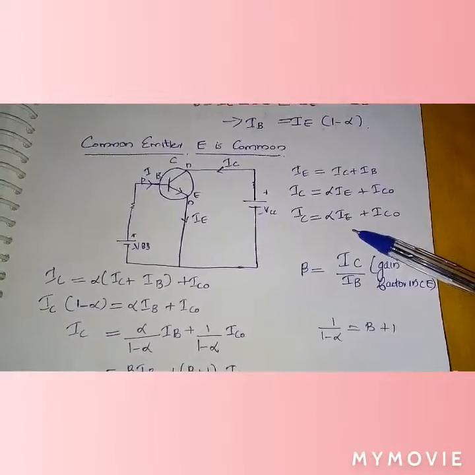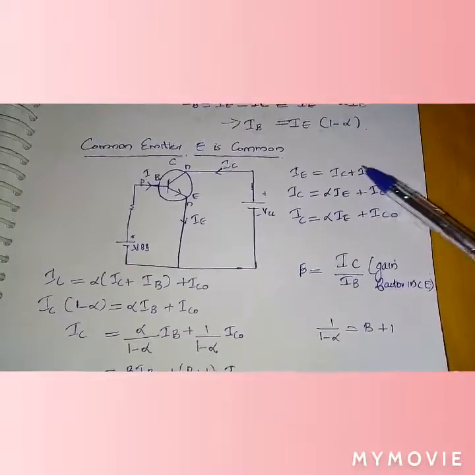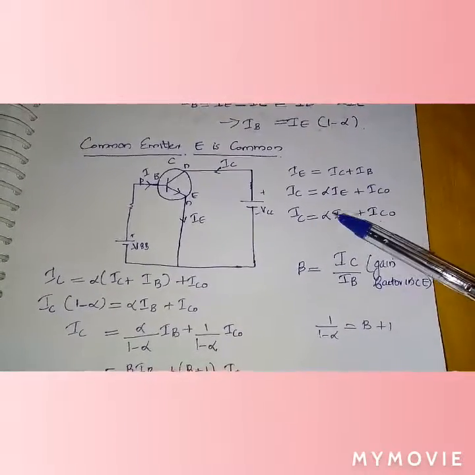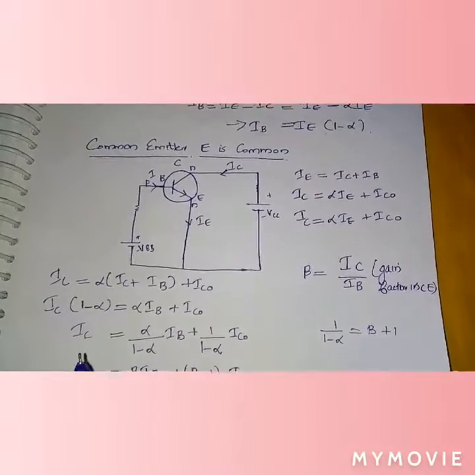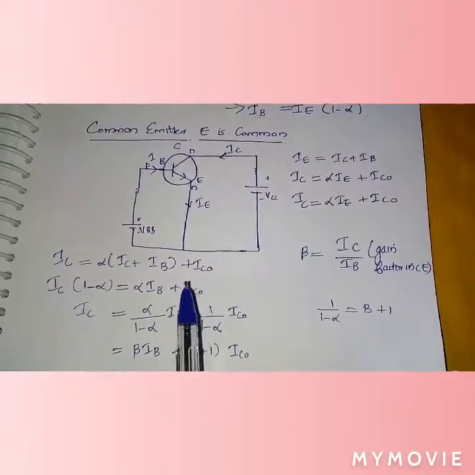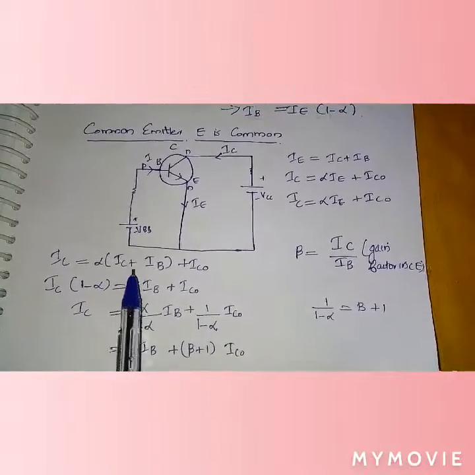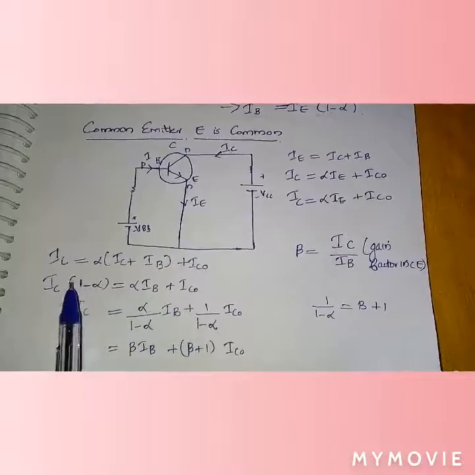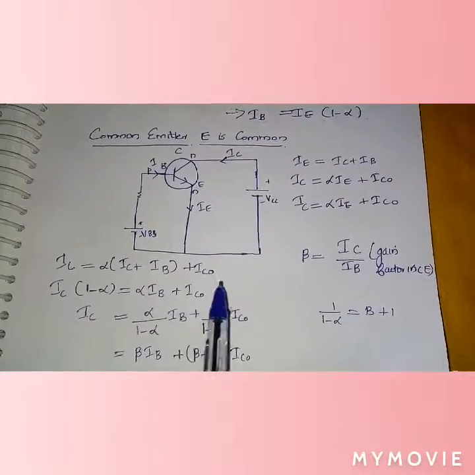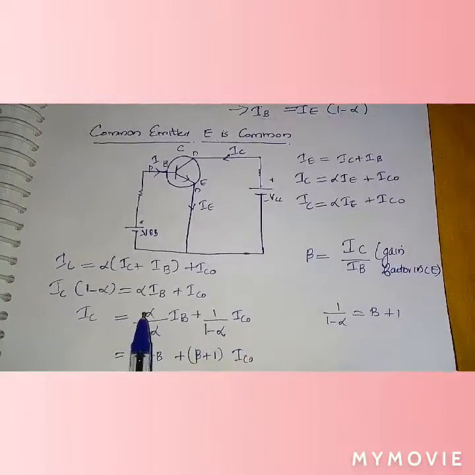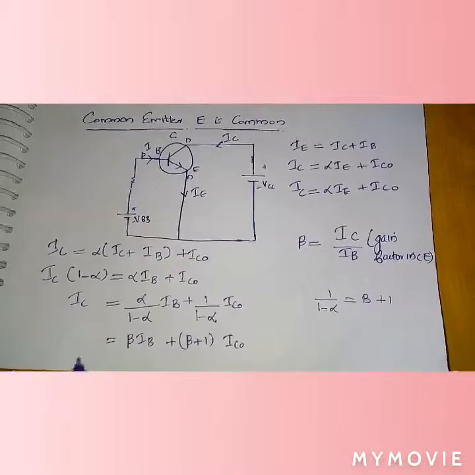Okay, here we know that IE is equal to IC plus IB. So we substitute this equation in the second. So we get that IC is equal to alpha into (IC plus IB) plus ICO. So we can take IC to one side. So we get IC into (1 minus alpha) is equal to alpha IB plus ICO. So IC is equal to alpha by (1 minus alpha) IB plus 1 by (1 minus alpha) ICO.